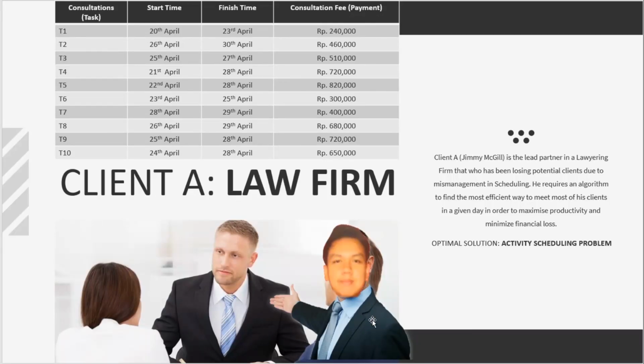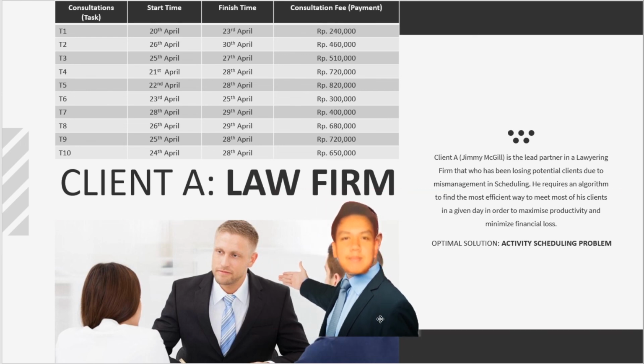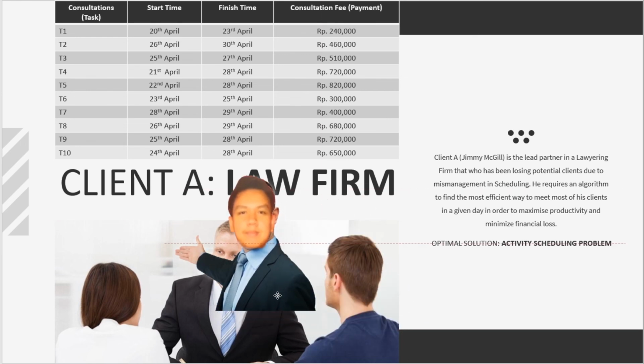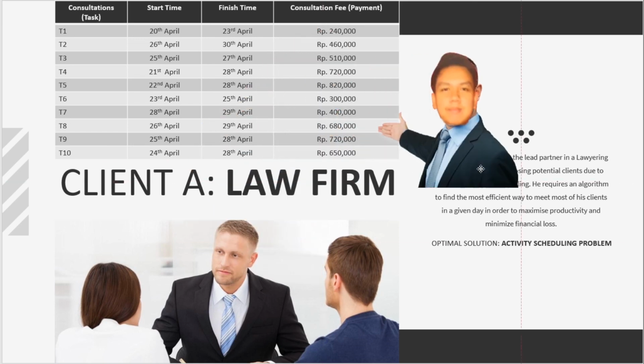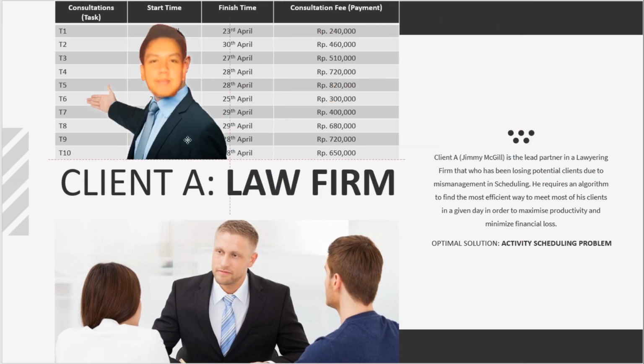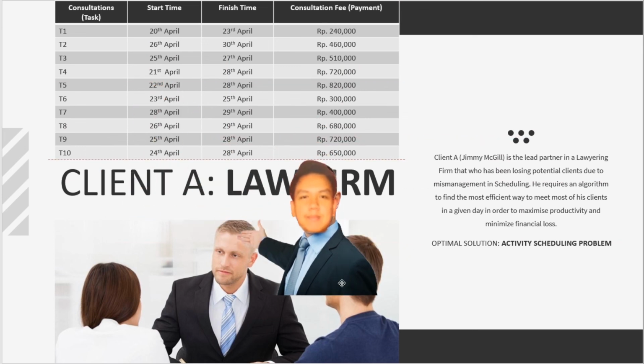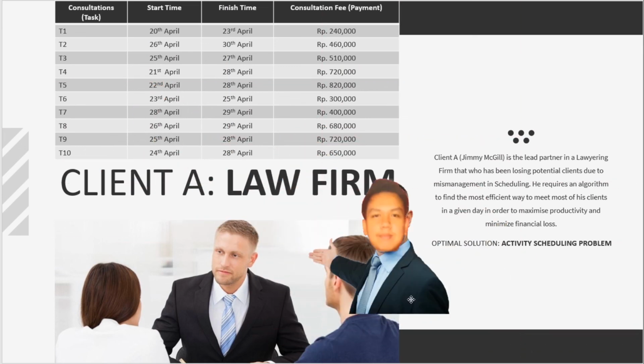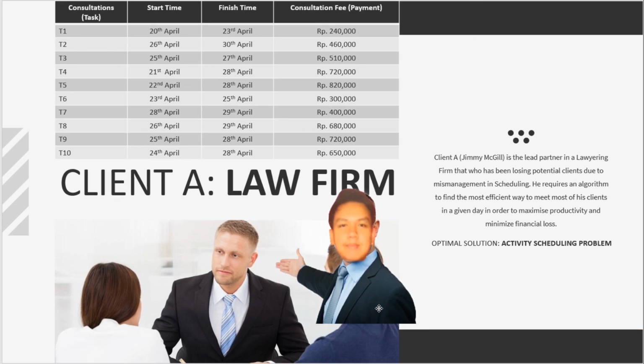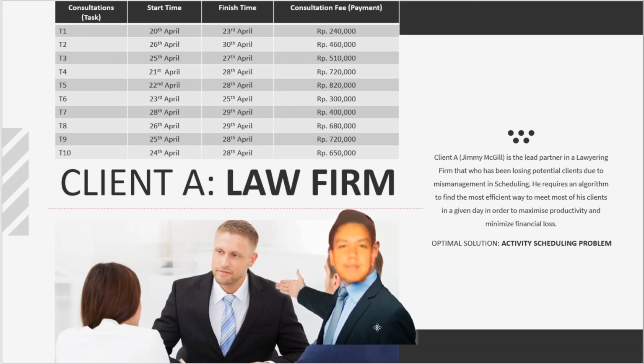All right, so the law firm has shown us this set of data for us to use, as well as his request. He's a lead partner in a law firm who has been losing potential clients due to mismanagement in scheduling. He requires an algorithm to find the most efficient way to meet the most of his clients in a given day in order to maximize productivity and minimize financial costs. Looking at this problem at first hand, you can see that it has a start time, finish time, as well as the consultation fee, aka payment. These are the consultations, which we will bracket as tasks. Therefore, we can assume that the optimal solution would be to create a program for the activity scheduling problem.